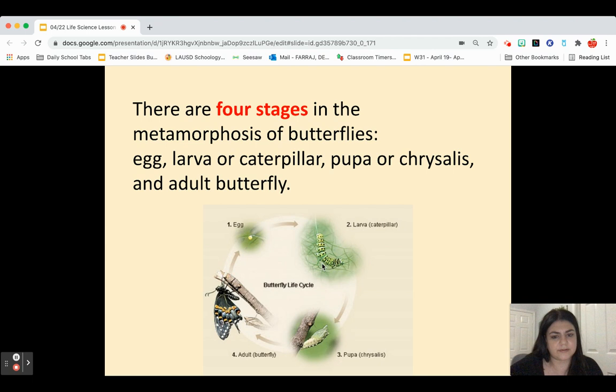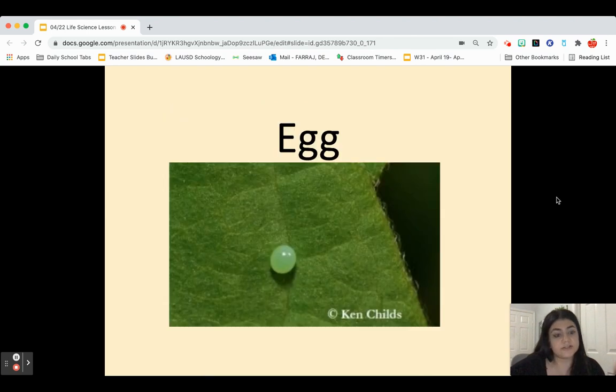As we talk about the life cycle, I want you to also think, why do you think this goes in a circle? Why are there arrows? Why does it go in a circle? Can it start again? How does it start again? Think about that. Let's go into each stage in detail. We're going to begin with the egg.